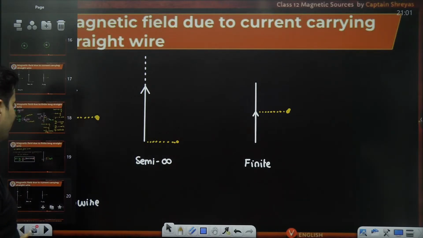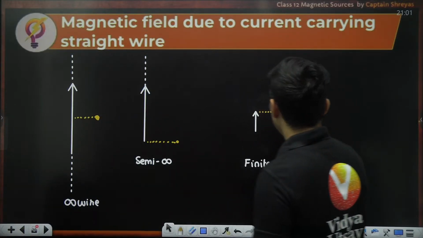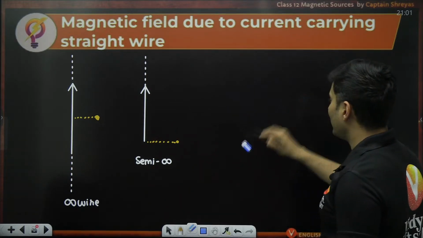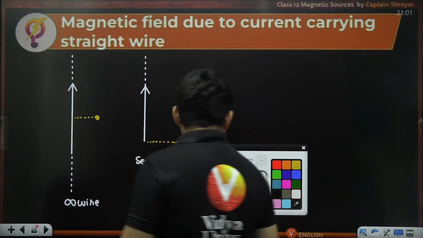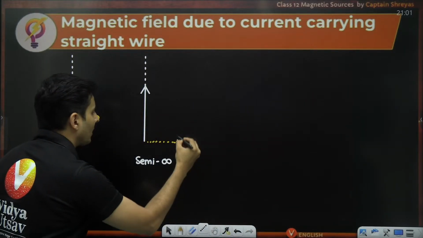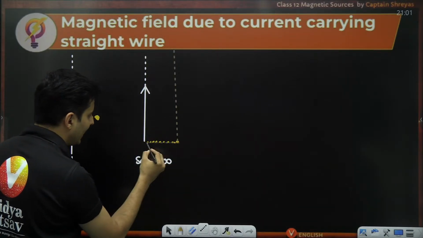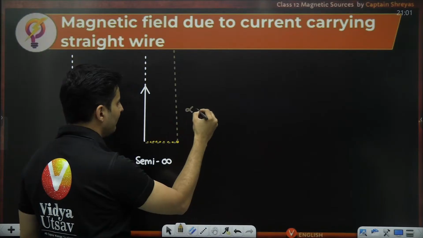Let's have a look quickly. For finite wires, I just gave you the formula. Let me get rid of this now for a moment. So, can you guys quickly think for semi-infinite, what is alpha and what is beta? The first end of the wire is infinitely far away. The second end is over here only. So can you quickly guess and tell me what is alpha?